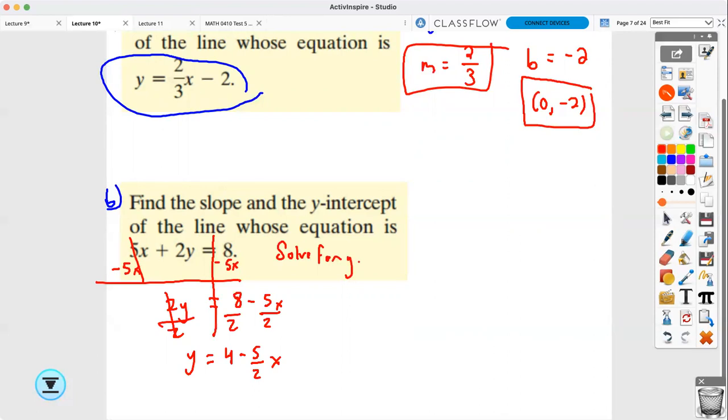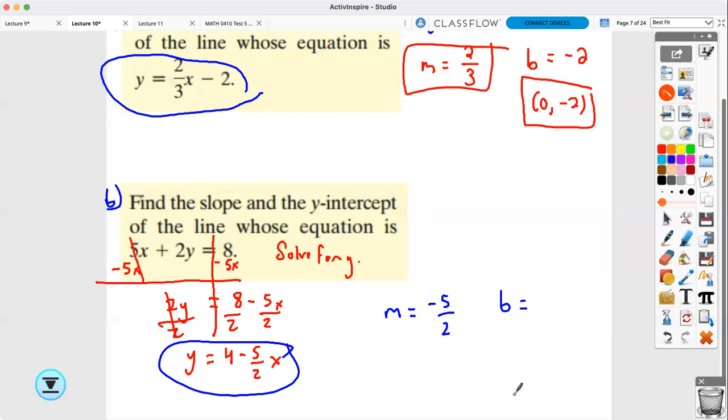Now, is y by itself now? Yes. So now y'all should be able to tell me what m is and b is. Remember the logic, m is where and where is b? So can someone tell me what m is looking at this equation? -5/2. Excellent. Why did you choose that and not 4? Because it's a slope and it has the x next to it. Excellent. Thank you.